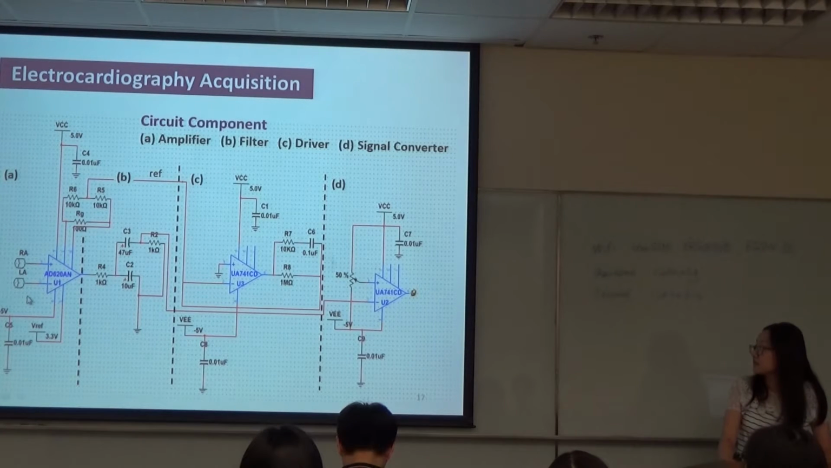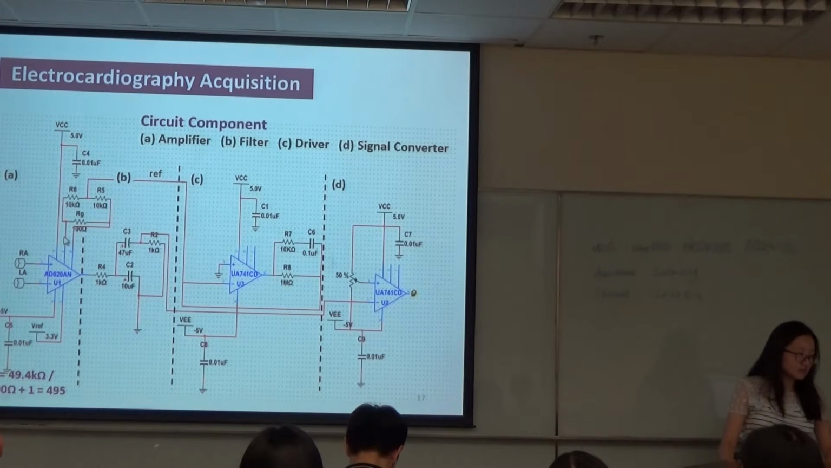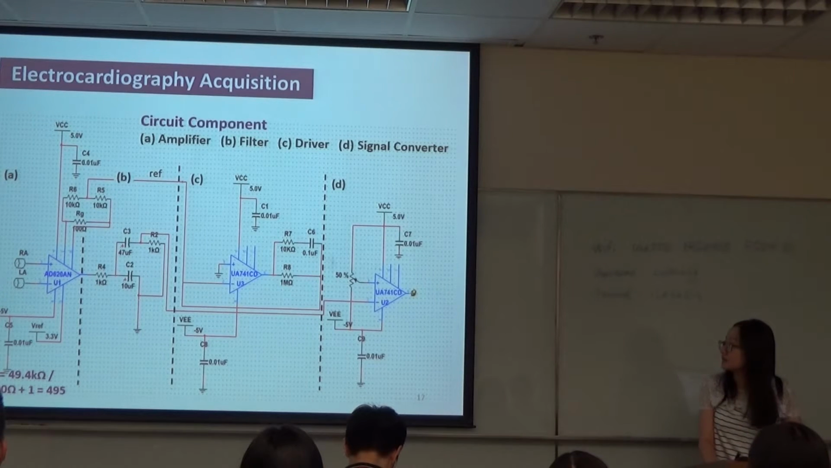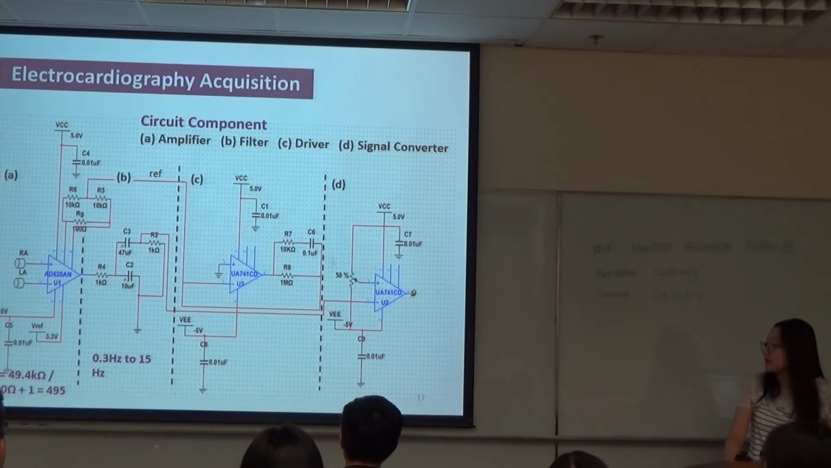The AD620 is used as an amplifier here, and its gain is determined by the RG. The gain is about 500, and then to avoid the negative effect caused by noise, we add a bandpass filter here also. Its frequency range is from 0.3 Hz to 15 Hz.